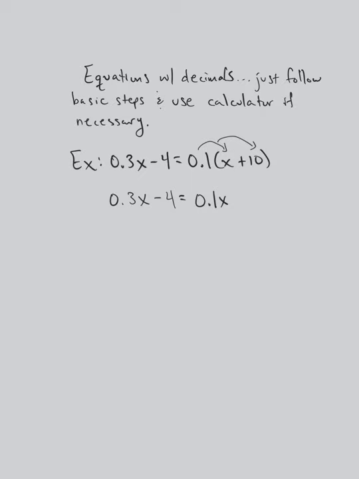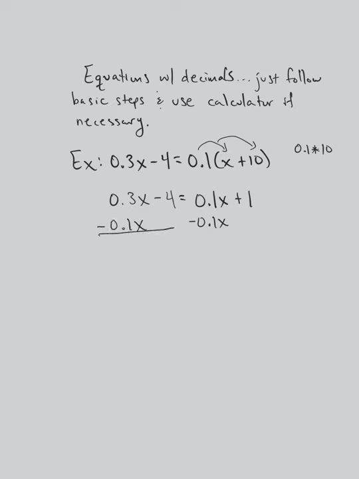And then see, this is what I'm talking about. You might not know what 0.1 times 10 is. So just on your calculator, type in 0.1 times 10, and you'll see that you get 1. And so you would just say plus 1. Now, there's no like terms on either side, so I want to start moving my variables to one side and my numbers to the other side. So I'm going to need to subtract that 0.1x from both sides.